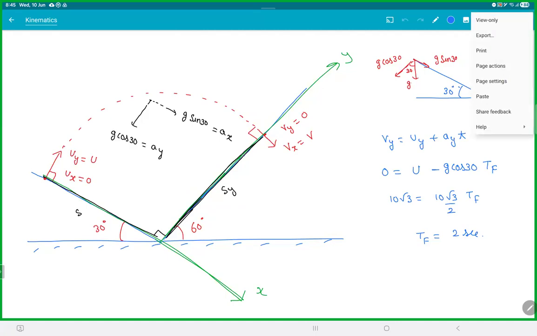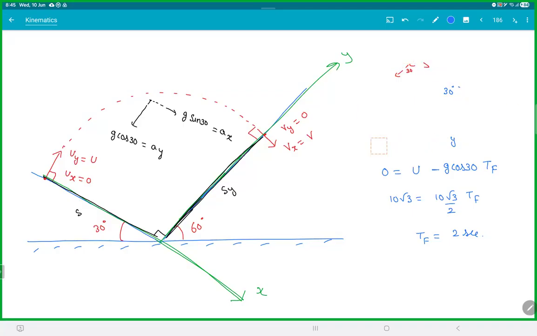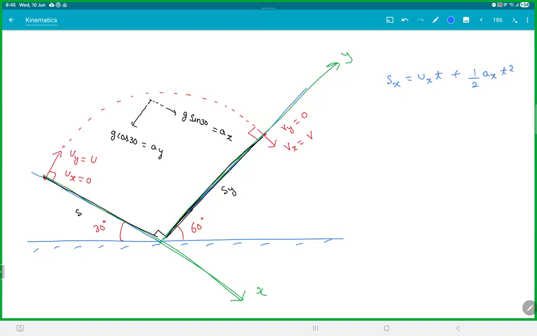And once we got this, I'm just using the same three equations again. So Sx is equal to uxt plus half ax t square. What is ux? 0. What is ax? g sin 30. What is the time? 2 seconds. This will give you that x coordinate, that Sx, which is sin 30 is half, 2 goes of 10 meters.